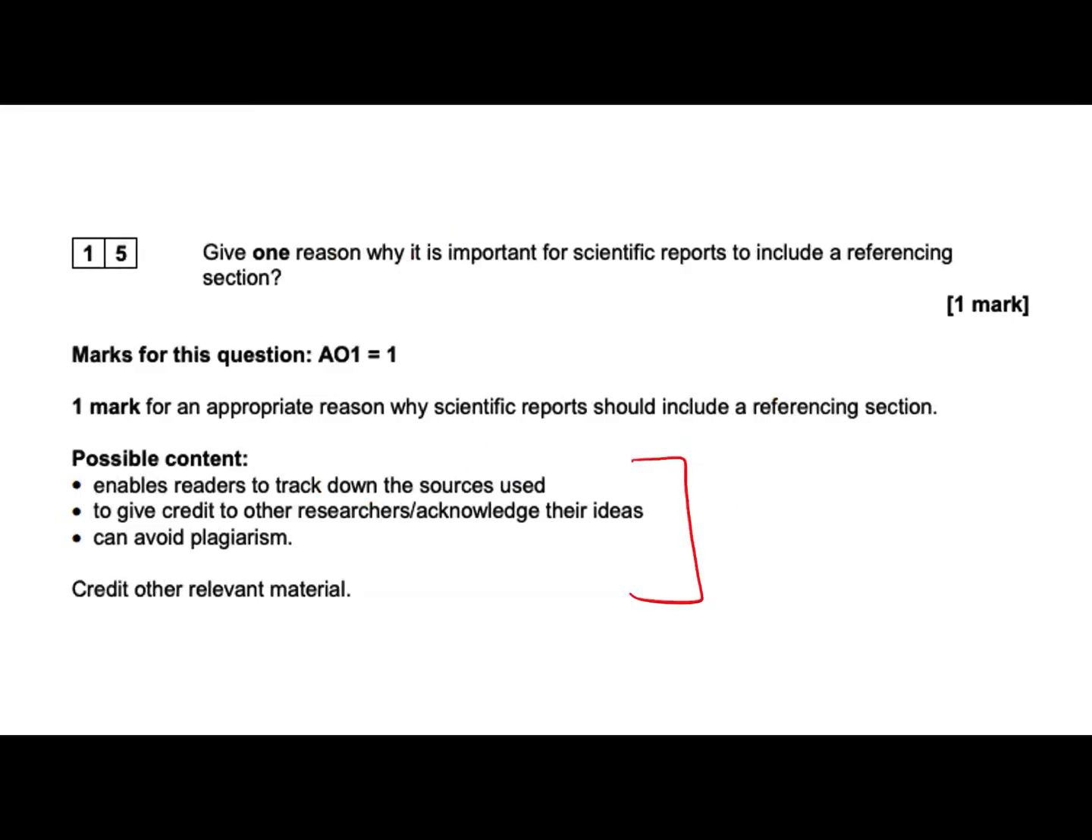Number 15, give one reason why it is important for scientific reports to include a referencing section. Here were your three possible responses: to enable readers to track down sources, which was probably the most common response, to give credit, and to avoid plagiarism. So this question on the whole was answered reasonably well. Most students achieved that 1 mark, which was good. But a lot of people said some bizarre things. For example, that it's important because it allows us to check the validity of the study. But that's not what a referencing section does. That's not why sources are cited. So that was lacking a bit of clarity there.